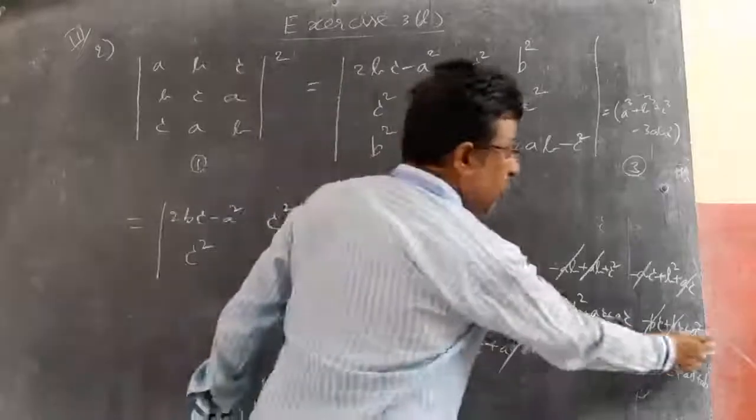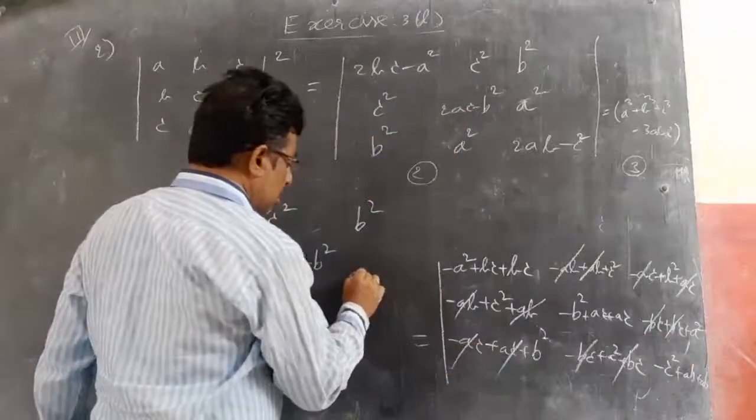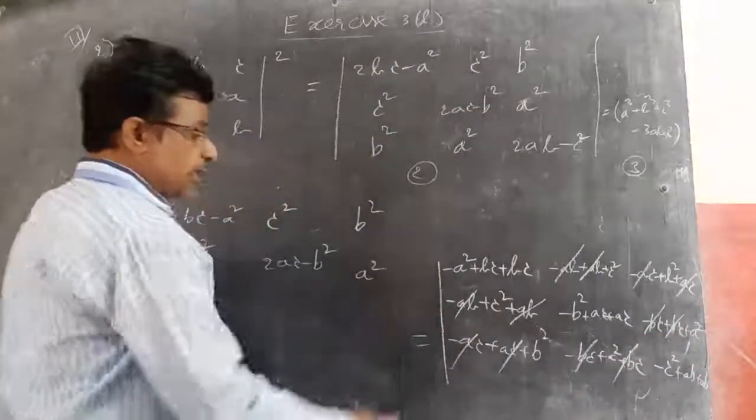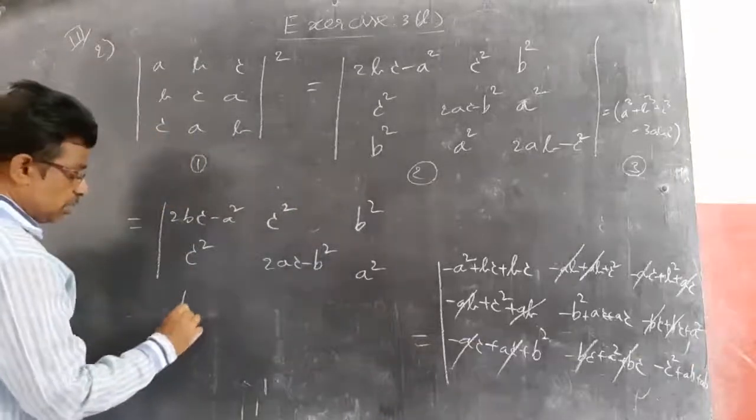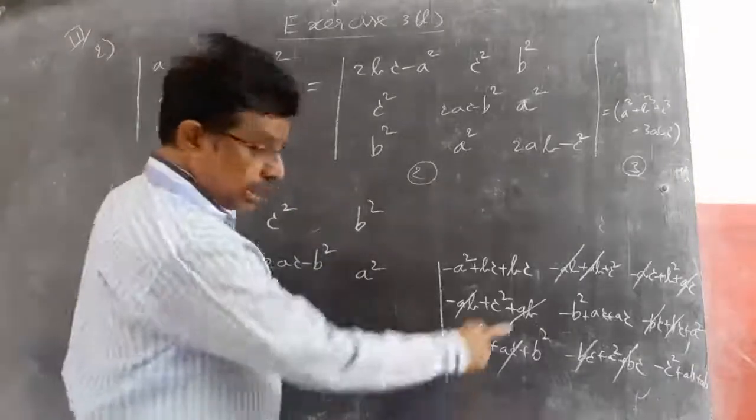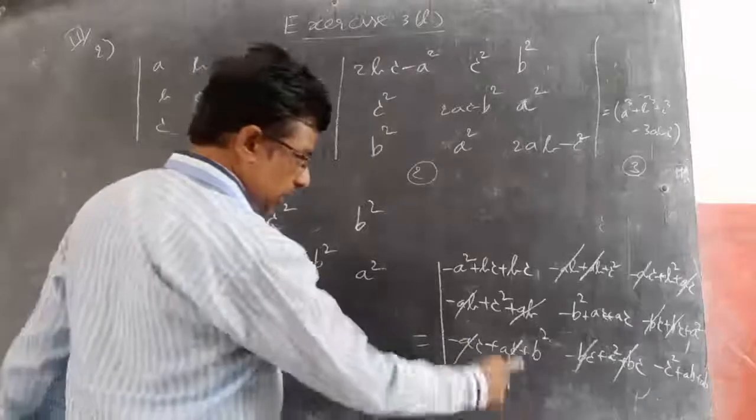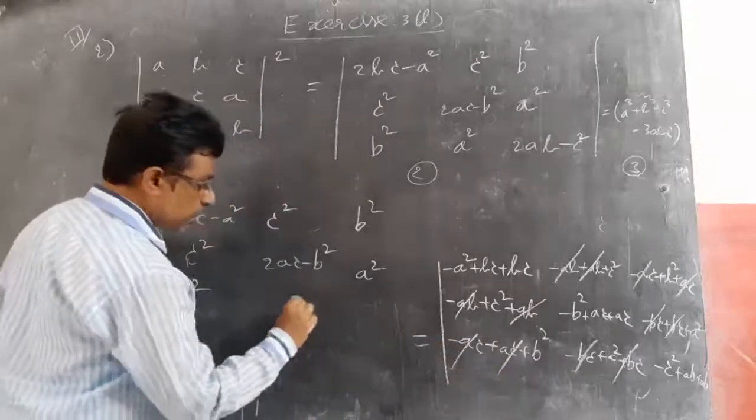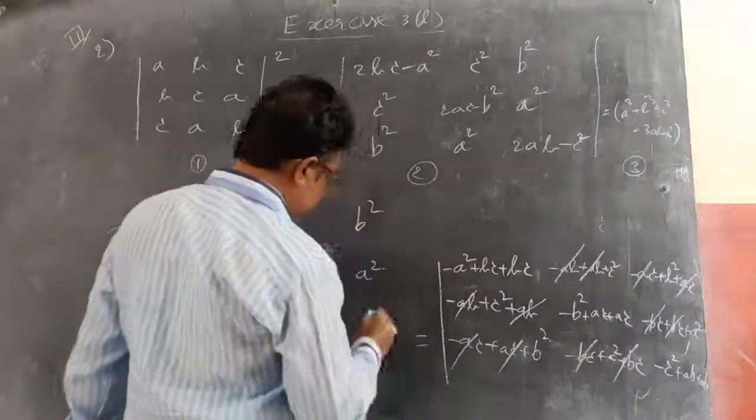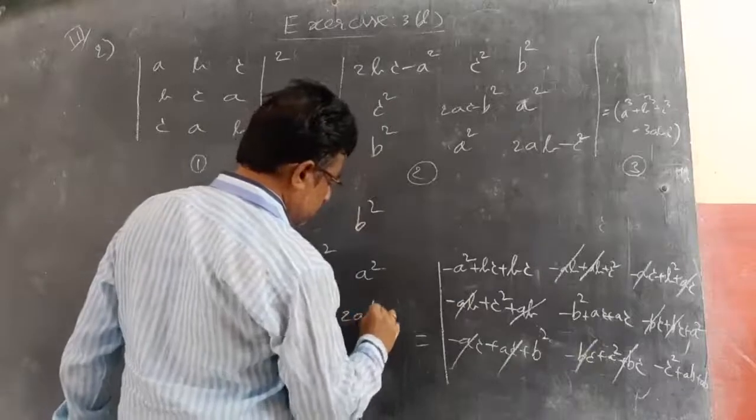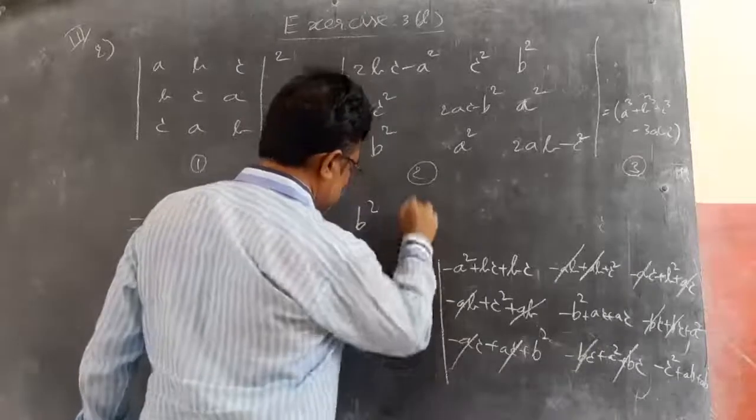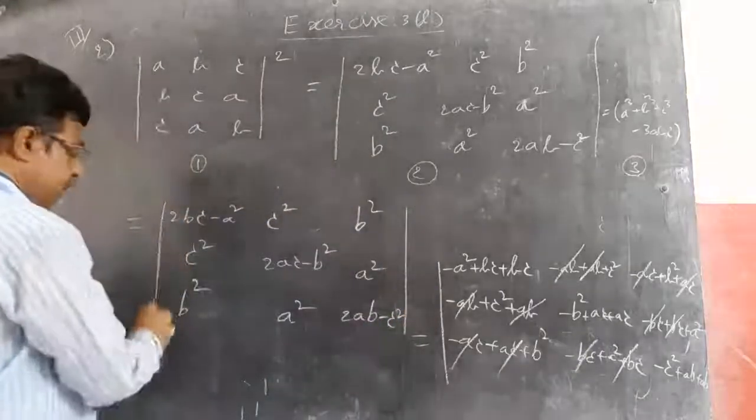And here left out is A square. And here left out is B square. And here left out is A square. And here left out is 2AB minus C square.